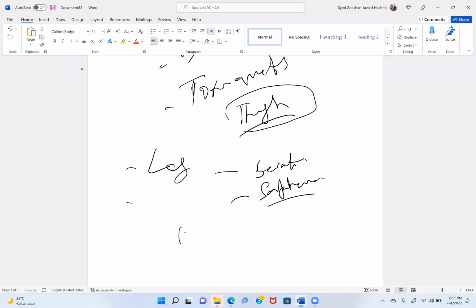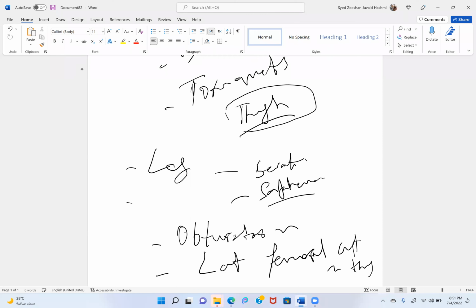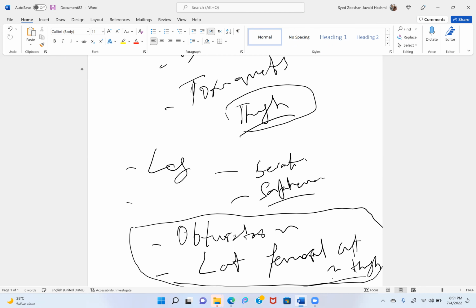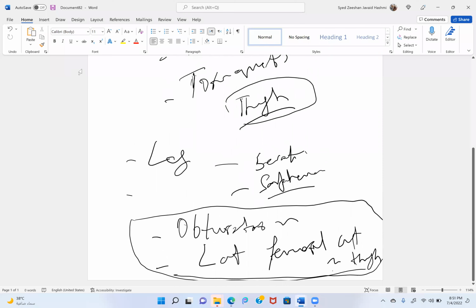Obturator nerve and lateral femoral cutaneous nerve. Very good. Obturator nerve and lateral femoral cutaneous nerve of thigh. Okay, so this is the answer, because these questions maybe they can ask you in the MCQs. And if you don't have the concept, you will not be able to understand it. If you have the concept, then you can answer the questions.